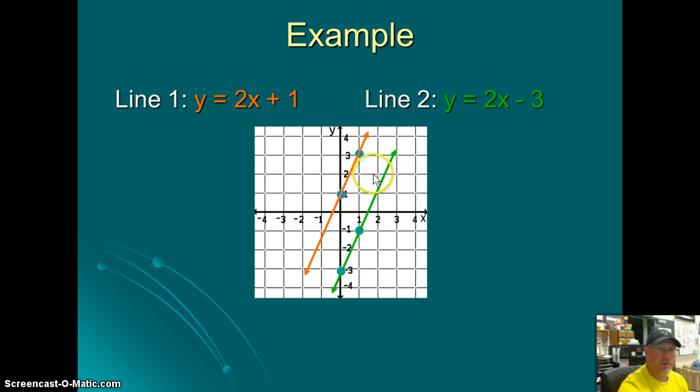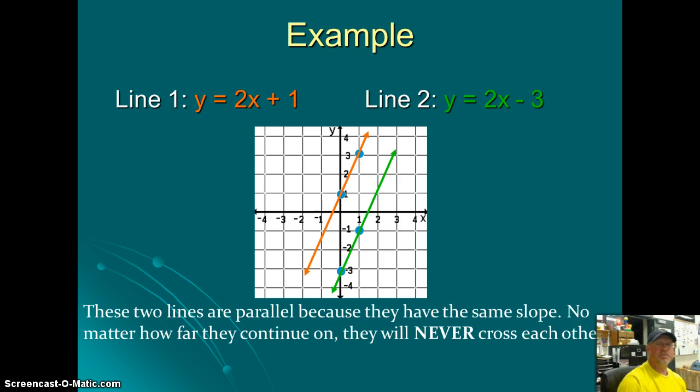You notice that they are parallel and they would never meet in that graph plane that you put on the paper. So these are two parallel lines because they have the same slope, and no matter how far you continue the lines, they will never cross each other. Those are some key things that you want to remember as you go through this.